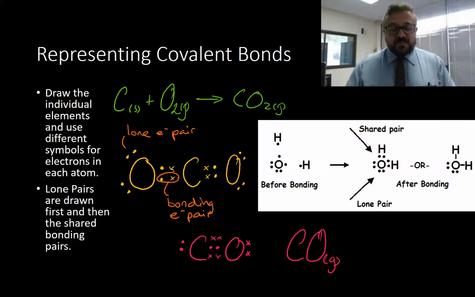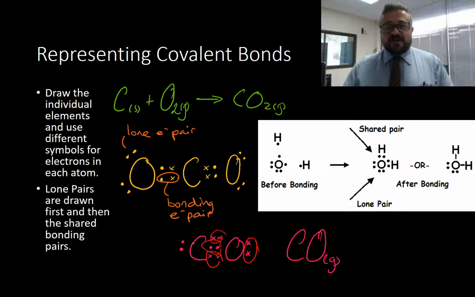Now, there are other ways around it. For example, we can go to carbon monoxide, and we can see that these are from our oxygen, and that's 6, and here the carbon is providing one bonding pair, and its lone pair is out there separately. So we draw our lone pairs first, then we draw the shared pairs as well. And here's water as well.